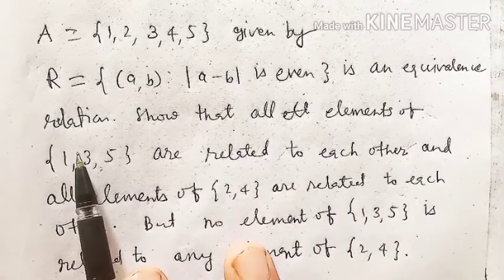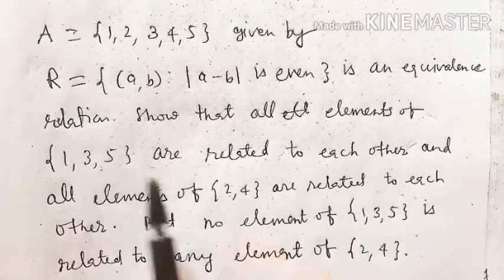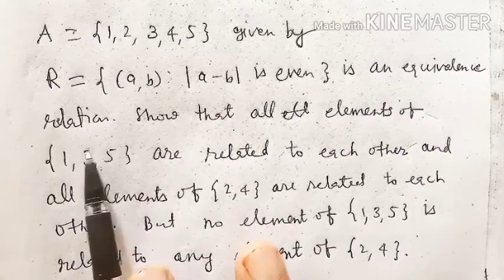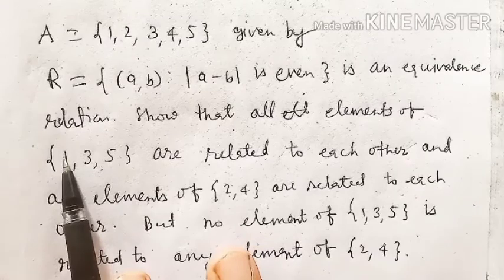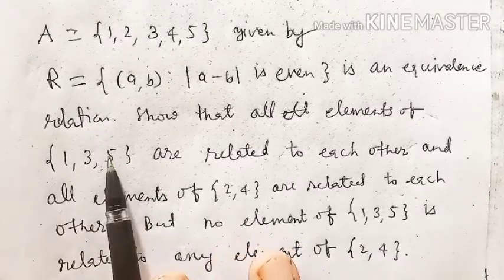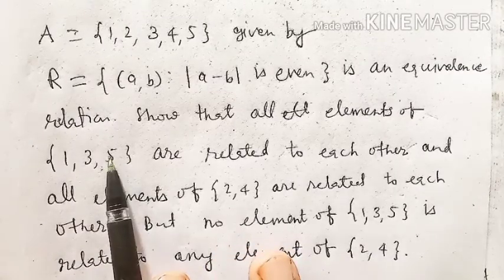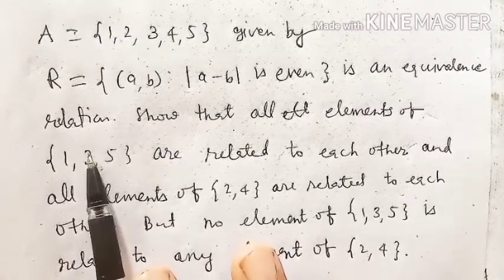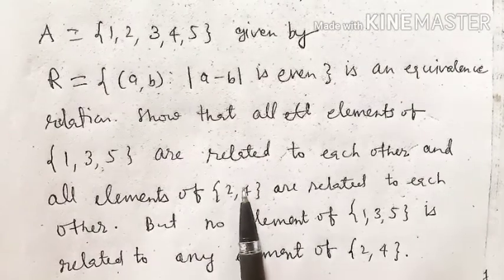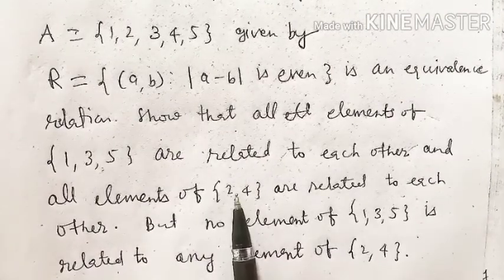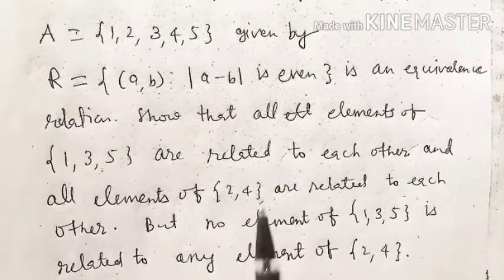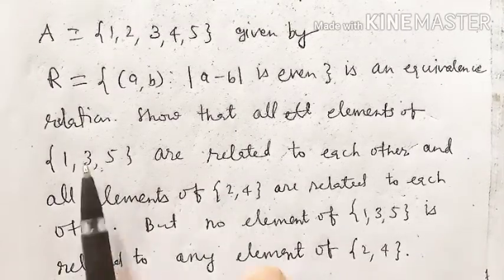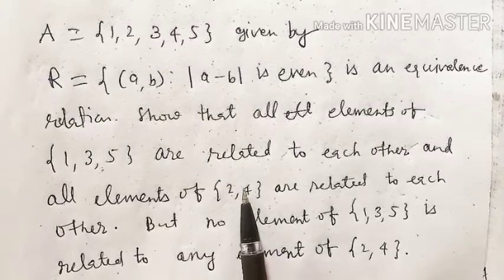We can show that elements of these two sets are not related to each other. Elements of this set are related to each other, elements of this set are related to each other, but no element of this set is related to any element of the other set. So these two sets satisfy the condition for equivalence classes, so they are equivalence classes.